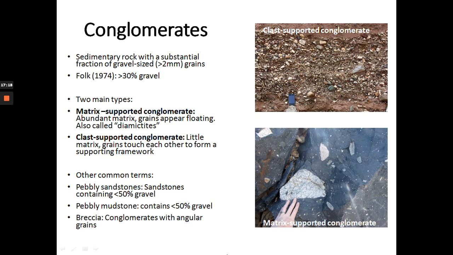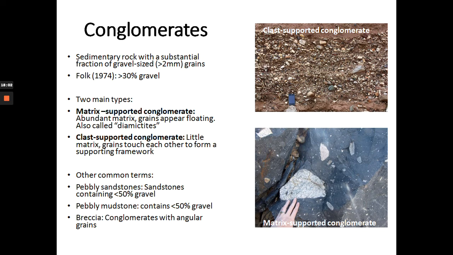Okay, so this is the final type of sedimentary rock we'll be looking at in this lecture. These are the conglomerates. Okay. So how do you define a conglomerate? A conglomerate is a sedimentary rock with a substantial fraction of gravel-sized grains. So this is a conglomerate, and that is a smartphone for scale, right? So I'm estimating here that is going to be roughly 13 centimeters long. Okay, so you have these large grains which you can see with your naked eye without using a microscope. So these are gravel-sized grains.